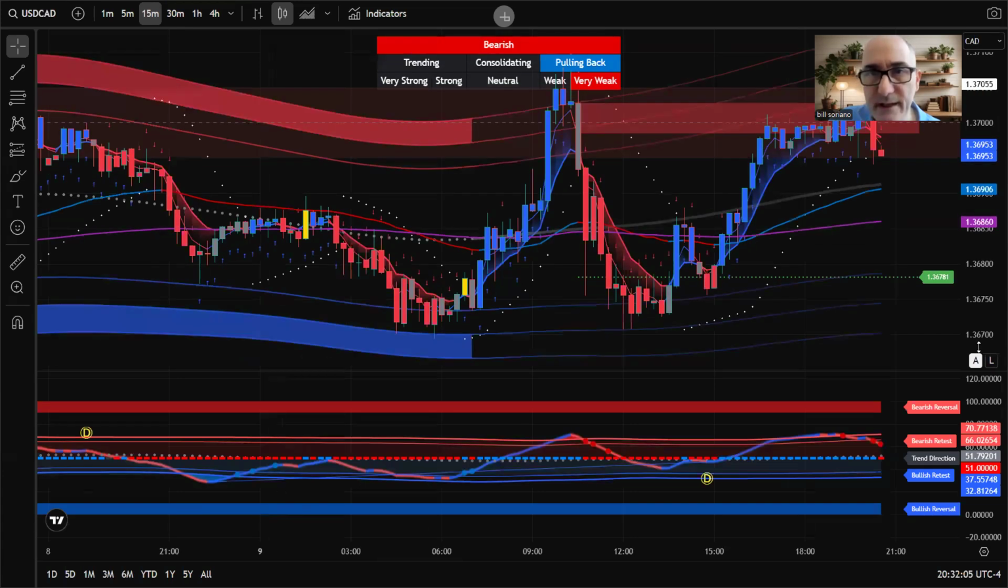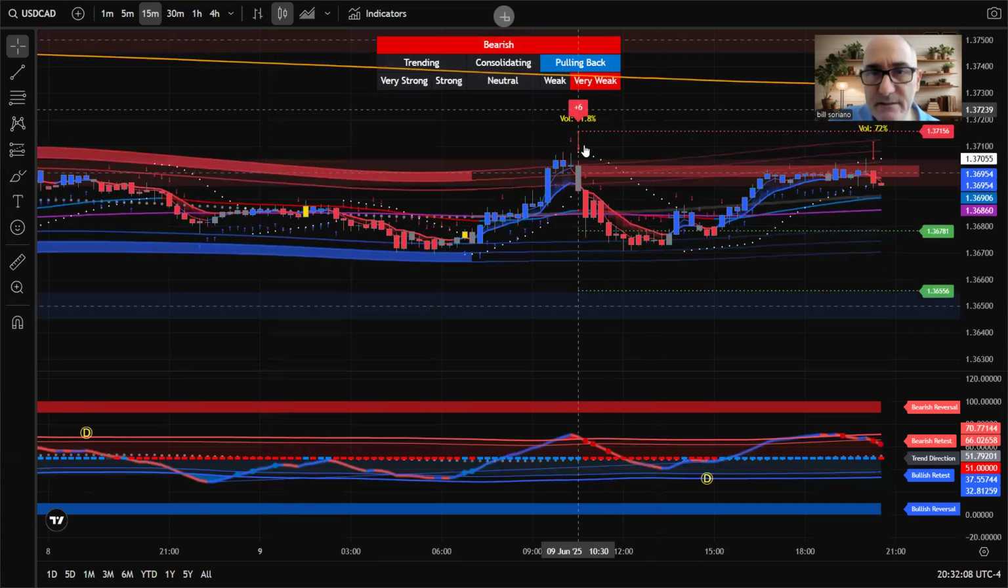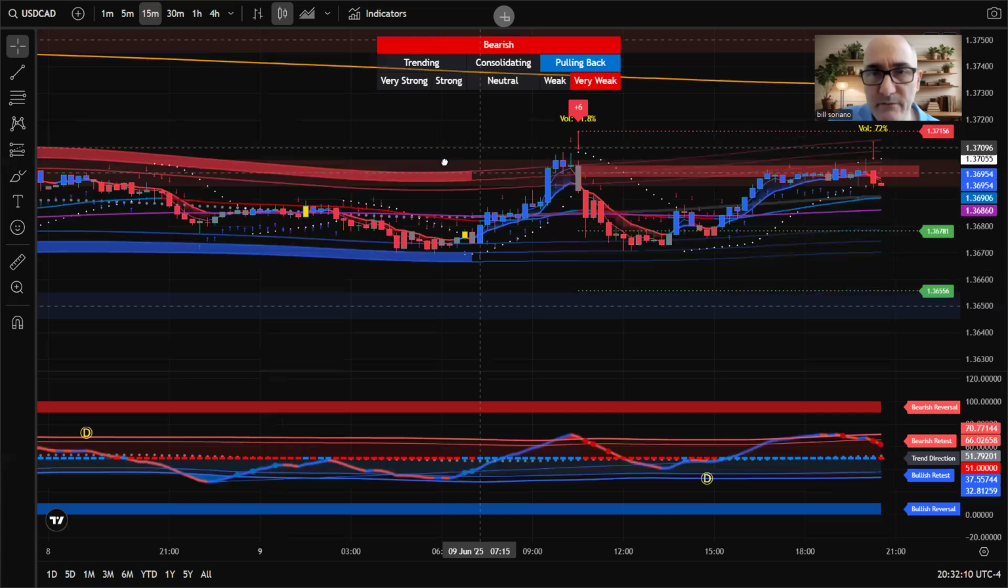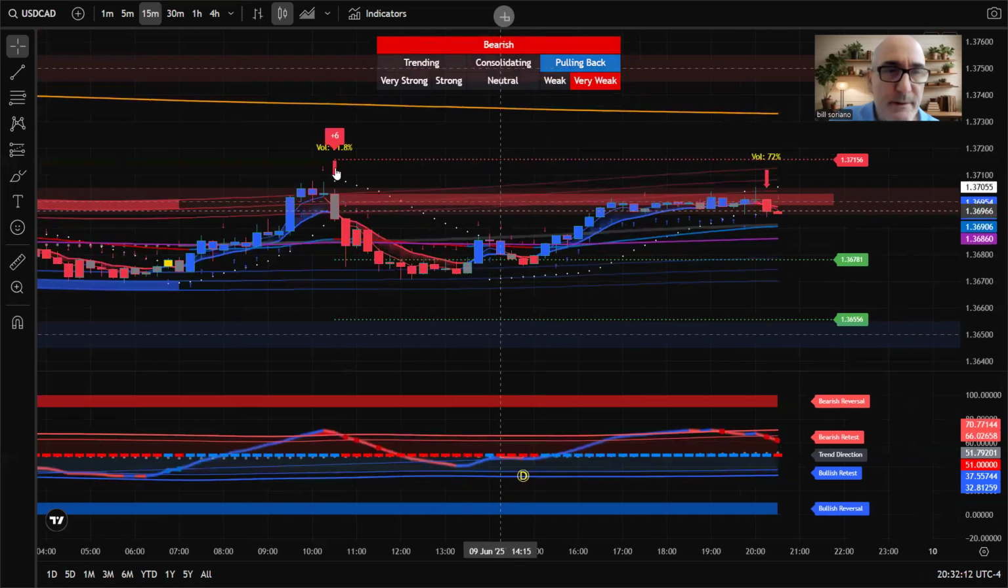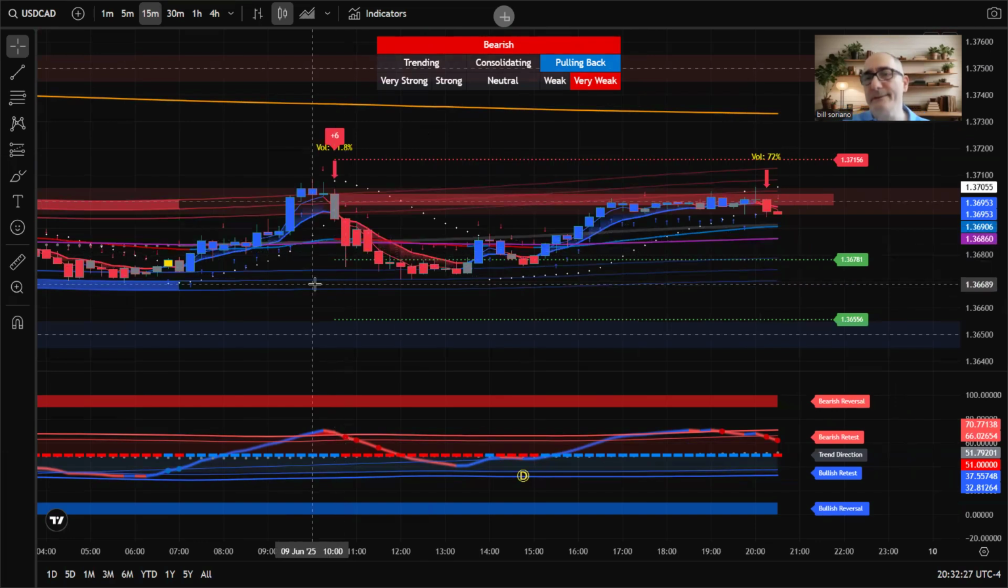So USD CAD here, we have a +6 scorecard. We have a red super sniper arrow, but our candle is gray. And our trend is bullish. Okay. So again, we could think about entering on this very next candle right here, but I wouldn't do it.